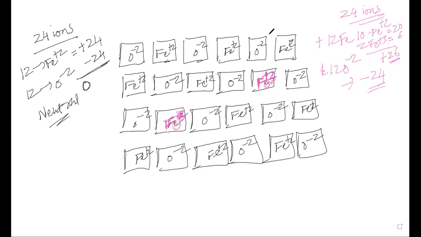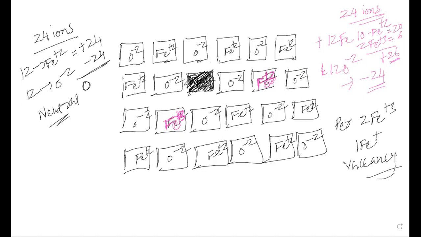In that case, my dear students, one of the Fe+2 ions remains vacant. So this ion remains completely vacant. There is no ion present over here. So for every 2 Fe+3 ions, one Fe+2 vacancy is seen.